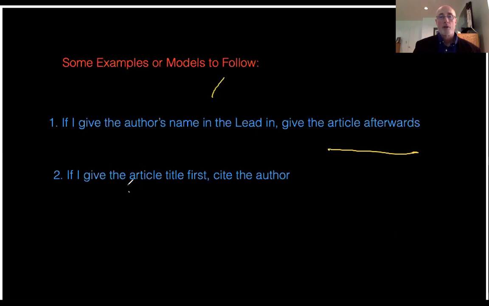But if I give the article title first, then cite the author, okay? So if I said the article, A Change of Heart about Animals, argues that, and then you give a quote in quotation marks, then afterwards, cite the author's last name. It's really kind of that easy. It's kind of a way of exchanging it, so you don't do it the same every time. You can go back and forth.